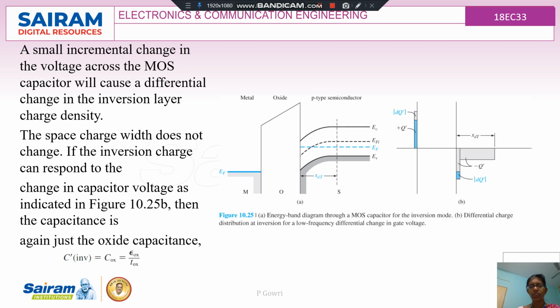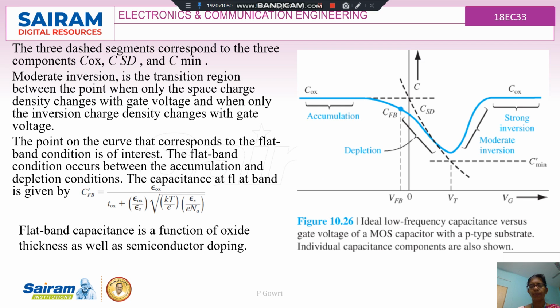If the inversion charge can respond to the change in capacitor voltage, then the capacitance is just the oxide capacitance. Again, C inversion is nothing but epsilon Ox divided by Tox. So we have got three different capacitances, the three dashed. When we put together all three types of capacitance, we can see in this graph the accumulation first, followed by the depletion, and then the inversion.